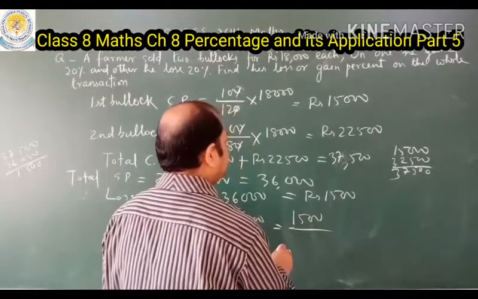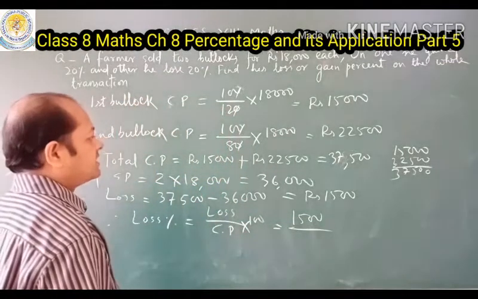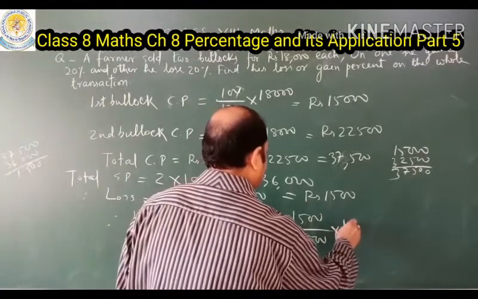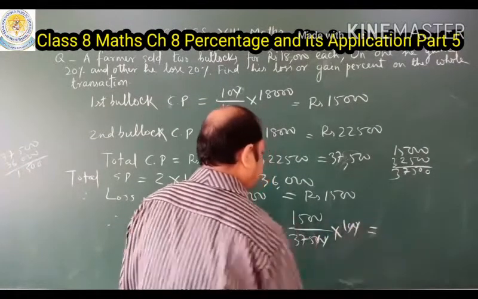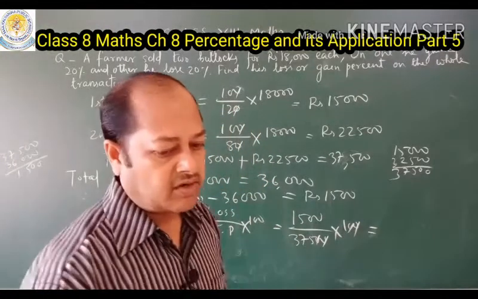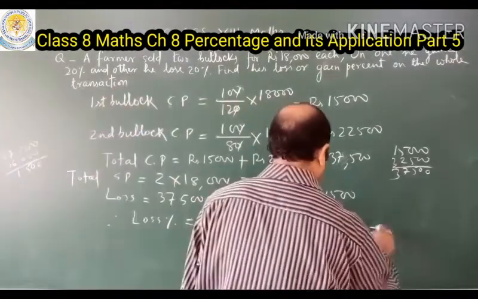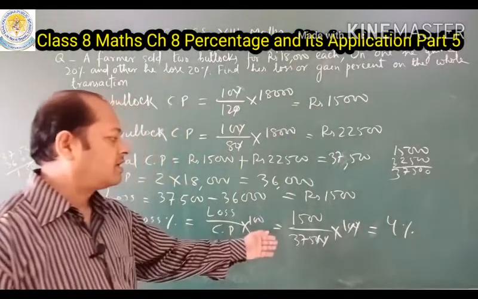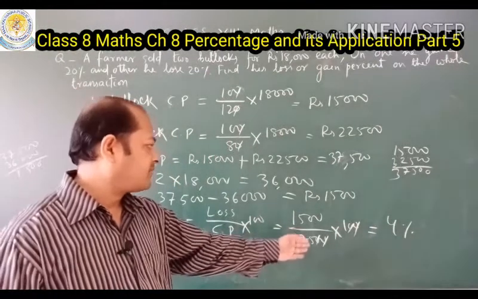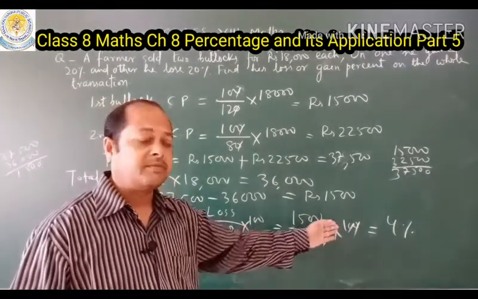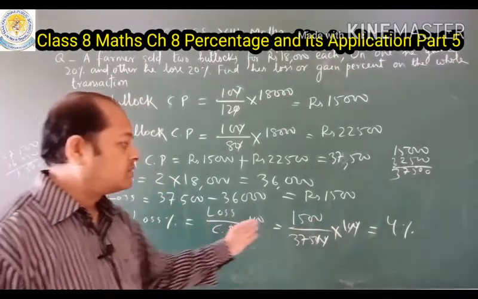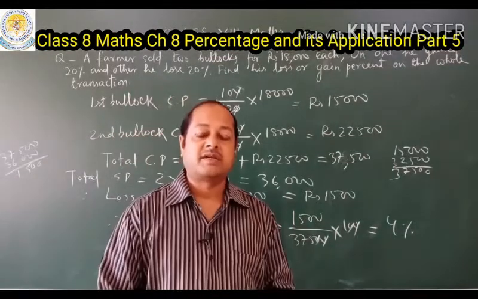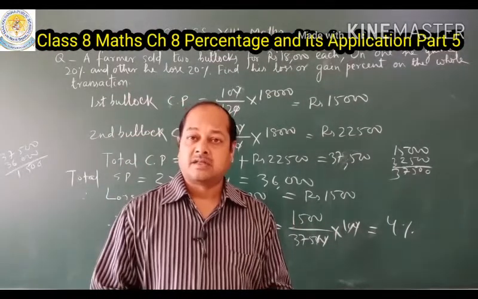Upon what is the cost price of the 2? That is 37,500 into 100. Just simplify it. How much will you get? That is equal to 4%. So 1500 upon cost price 37,500 multiplied by 100, because here we have to find the percentage. So that is equal to 4%. I hope you understand these two questions today, and at home you practice other word problems. Okay.